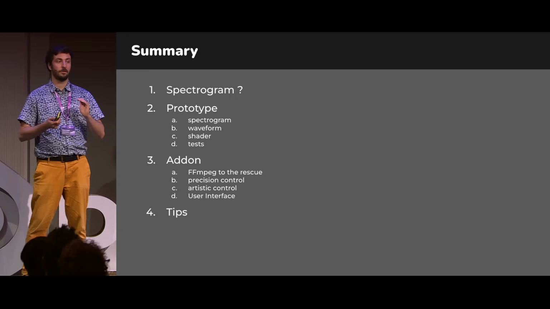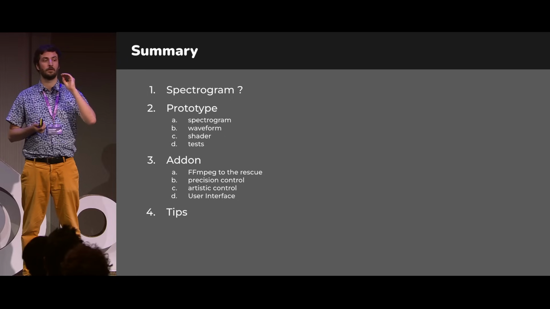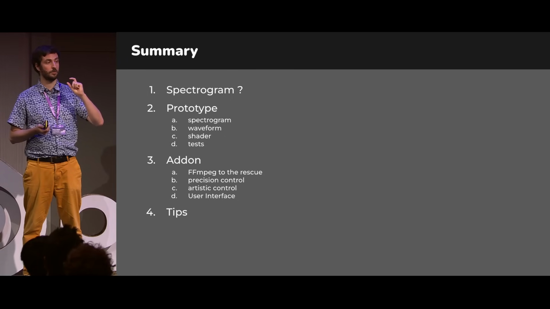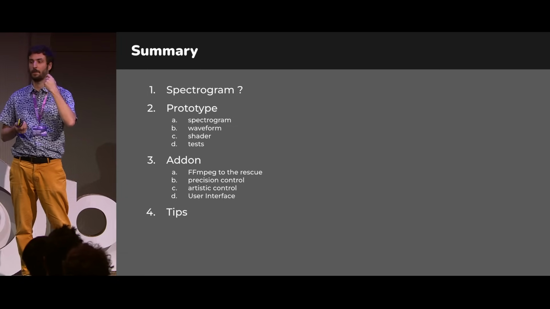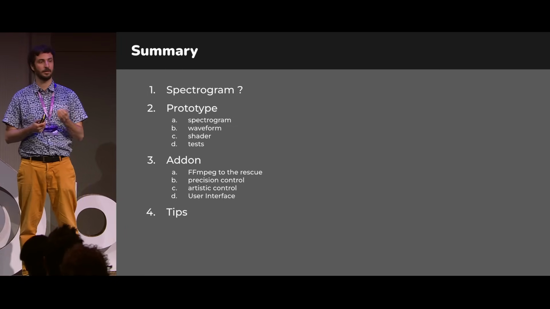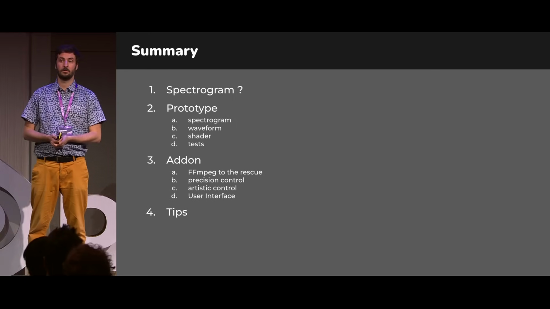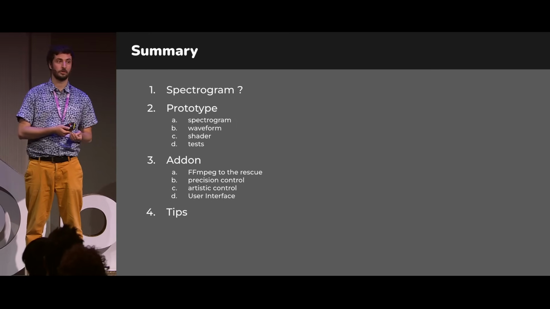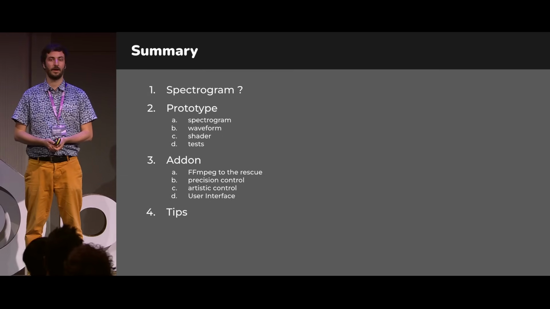First, I'll explain what a spectrogram is. Then I will explain the different parts that compose the prototype I made. Then I will show you how I made the add-on for this. The add-on is called Sound to Mesh, because it's an add-on to make a mesh from a sound. And finally, I'll share some tips I've learned along the way.